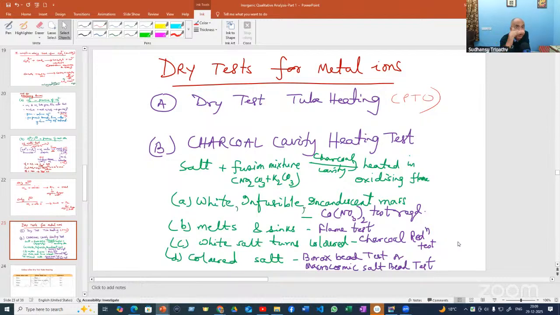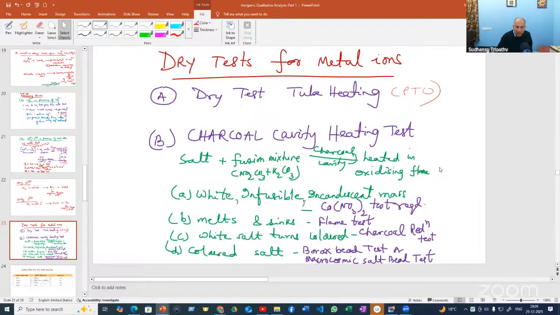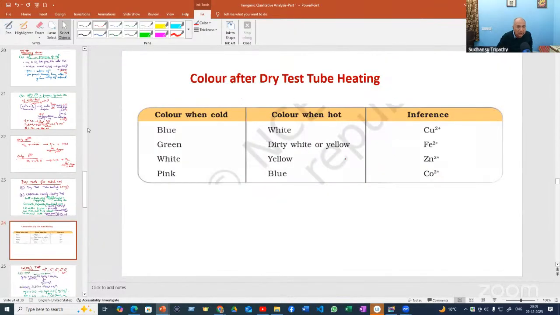Or the white color changes to yellow. For example, the zinc salt and lead salt will turn yellow, and on cooling become white again. So you just record this information. Now, in dry test tube heating, I have borrowed this table from your book.